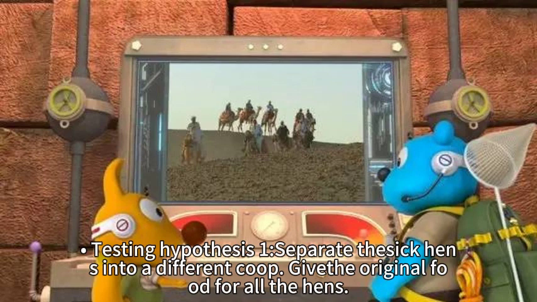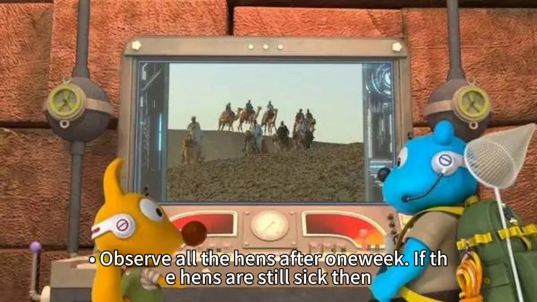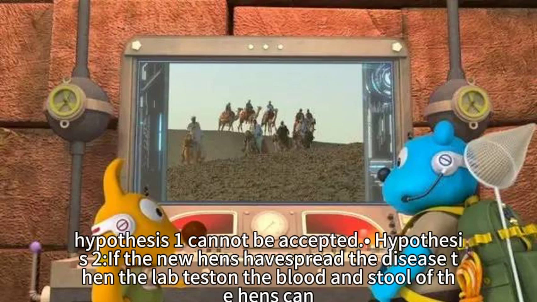Testing Hypothesis 1: Separate the sick hands into a different coop. Give the original food to all the hands. Observe all the hands after 1 week. If the hands are still sick, then Hypothesis 1 cannot be accepted.